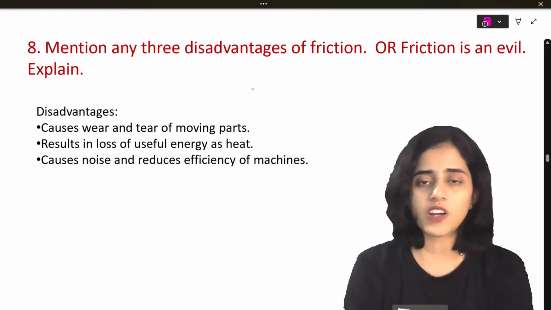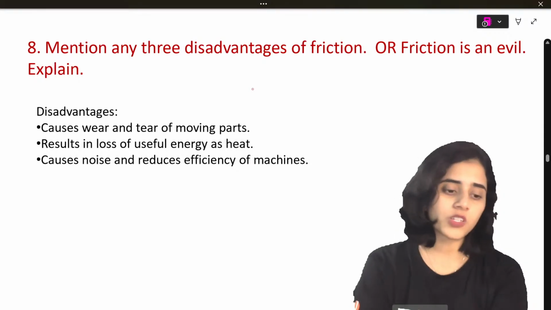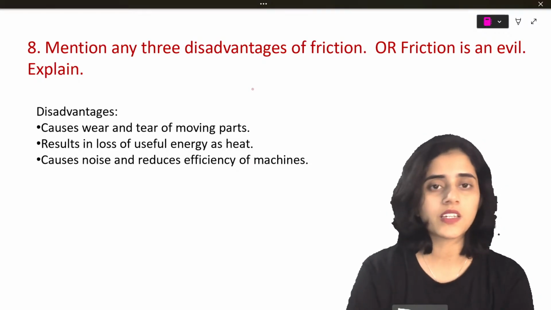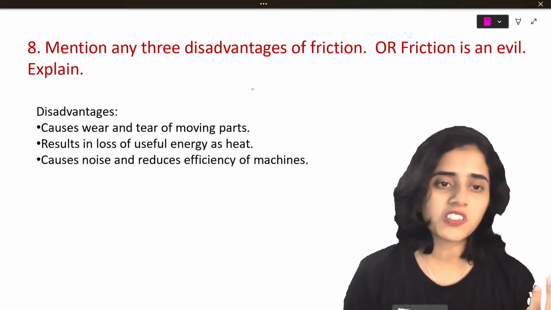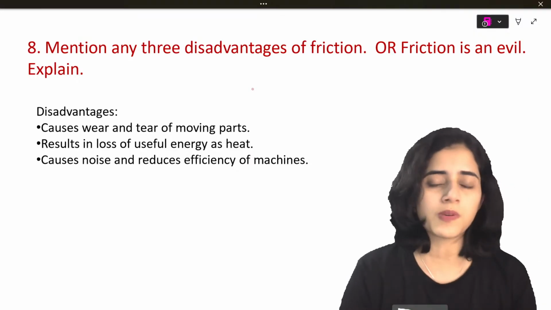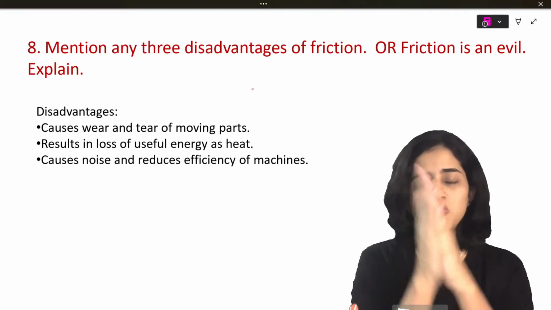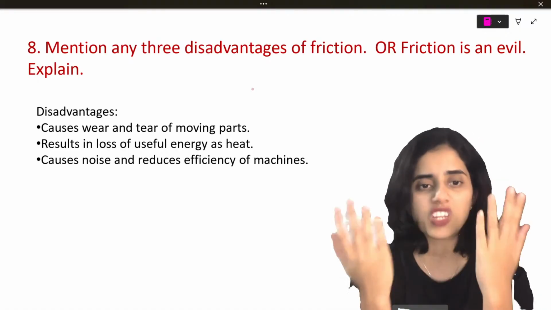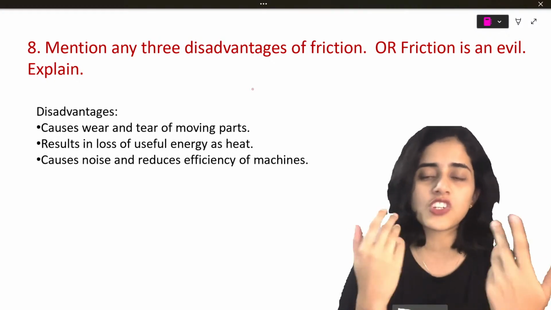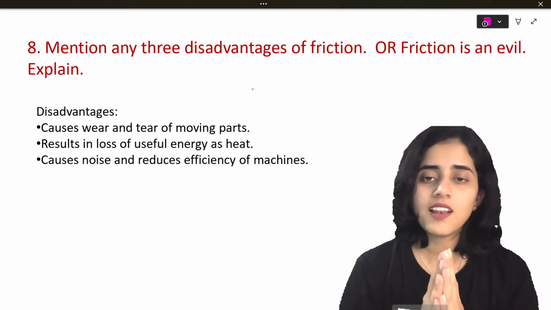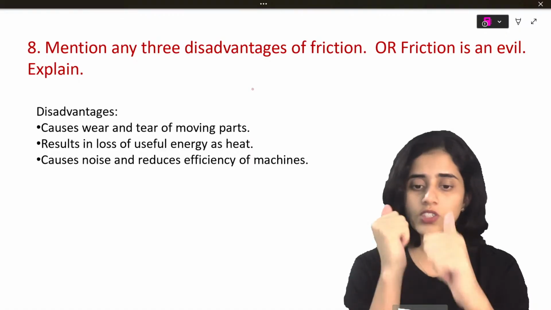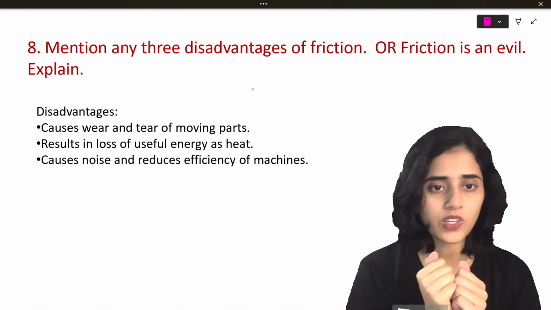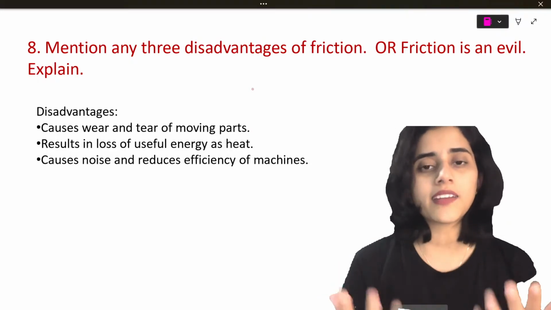Mention any three advantages of friction, or the question could be friction is an evil, explain. The main disadvantage is there's a lot of heat produced. What is friction? When two things rub against each other. When I rub my hands, there's a lot of heat. Same thing happens when friction is applied to different things. Like if you have an engine and two things in the engine rub against each other, there is heating. And it can cause wear and tear of moving parts.